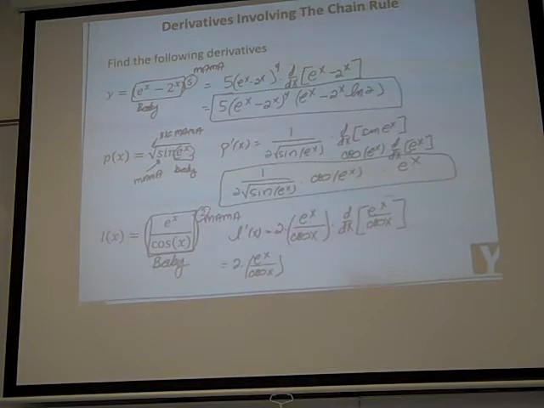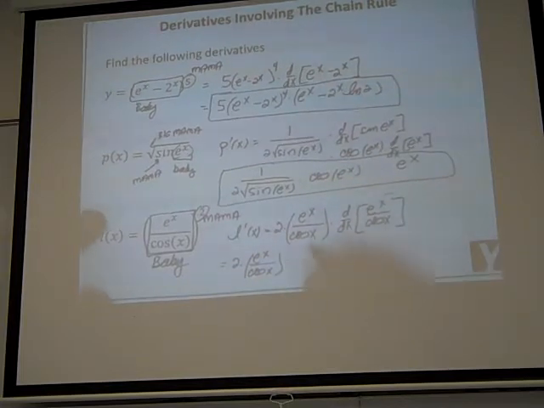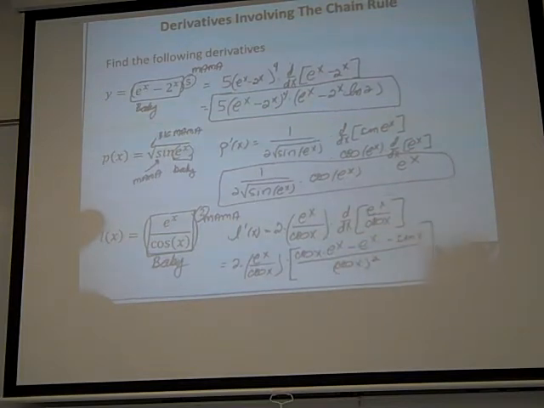2 times e to the x over cosine of x times, quotient rule says we take cosine of x times derivative of the numerator minus the numerator times the derivative of the denominator. Derivative of cosine is negative sine over cosine of x squared. You could clean your answer up a little bit if you'd like. Negative e to the x times negative sine of x makes that a positive.